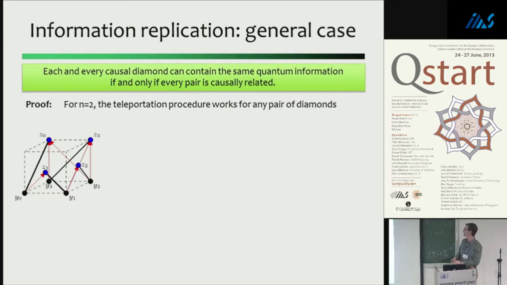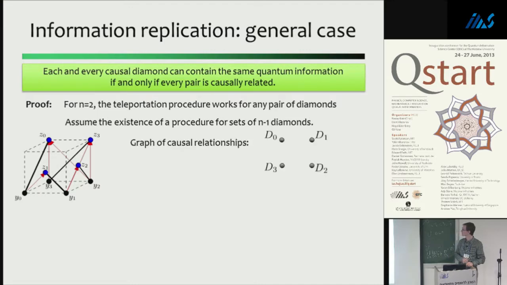Okay. So what we've already seen is that if there are only two diamonds, and those two diamonds are causally related, then we can use the teleportation procedure to replicate the quantum information in the two diamonds. So now let's assume inductively that on any set of n minus 1 diamonds that are all causally related, there is a way to replicate the quantum information, which means to succeed at the summoning task.